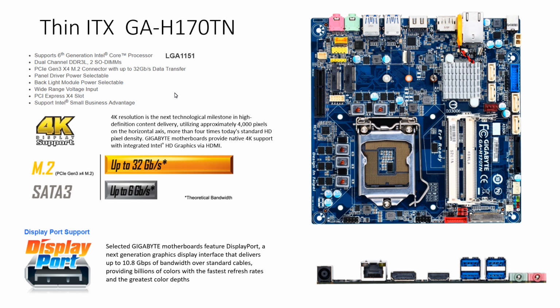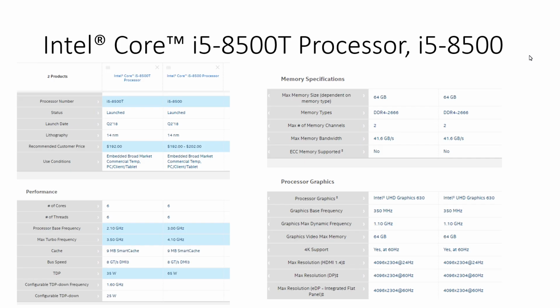The GA-H170TN board supports two monitors at 4K, up to 32GB memory, has 6 USB 3.0 slots for high-speed connection, and is compatible with the latest Intel processor family. Be careful, the selected processor should be compatible with the socket LGA1151. Intel's latest generation E5-8500 series processors have 6 cores and 6 threads. This is a really powerful unit for video editing tasks.